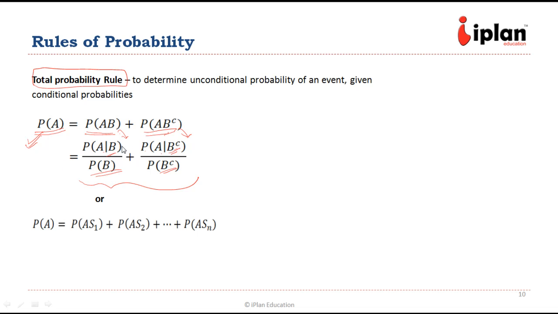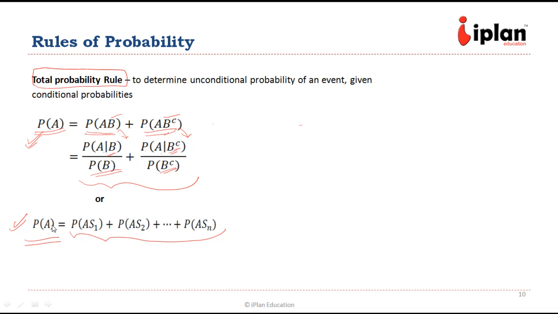Similarly, if there are multiple dependencies, in addition to B, there are some other events which are related to A, C, D, E, for example. We'll have summation of all those probabilities, which will give us the total probability of A.